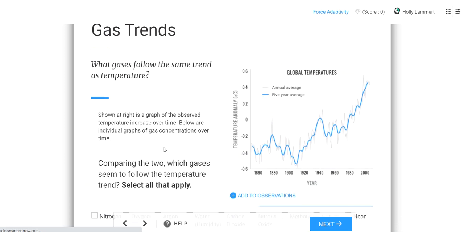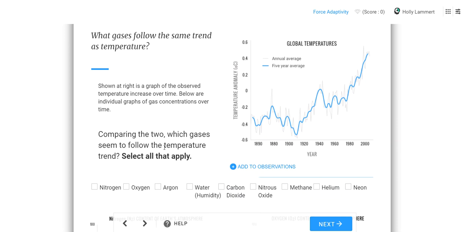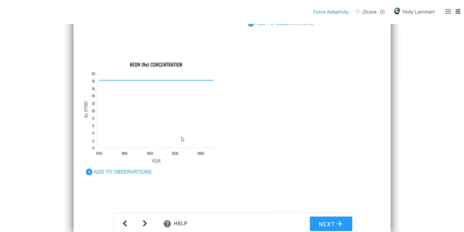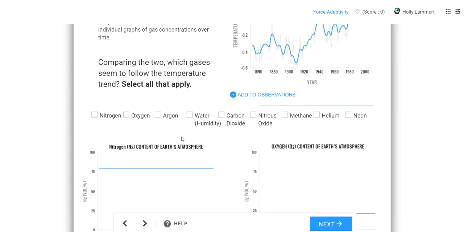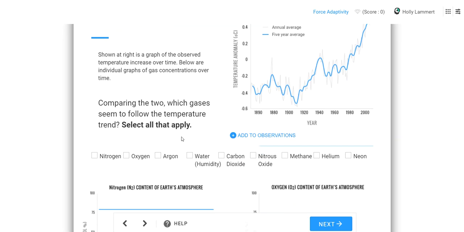Gas trends. What gases follow the same trend as temperature? Shown at the right is a graph of the observed temperature increase. Below are individual graphs of gas concentration over time. All right, so, whoa, we got data overload here. Let us slow down and figure out which of these are going to follow this general increase in temperature.